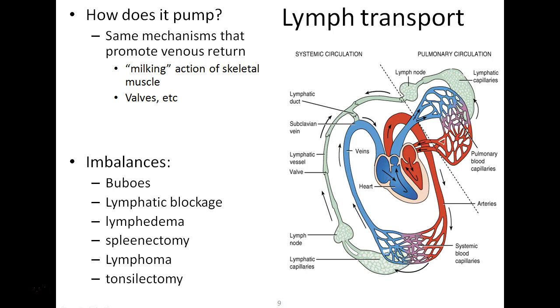Lymphedema, splenectomy, lymphoma, and tonsillectomy, those are all homeostatic imbalances of the lymphatic system. We're going to talk a little bit more about those down the road in this lecture.